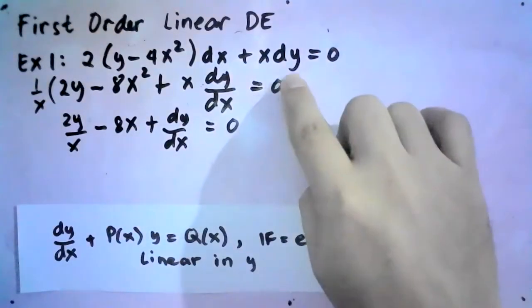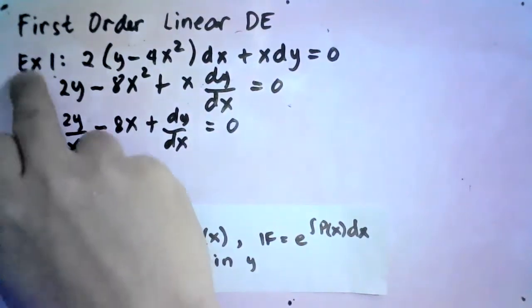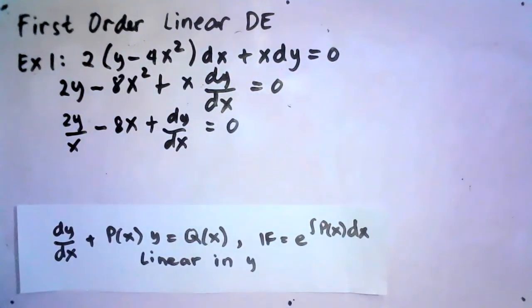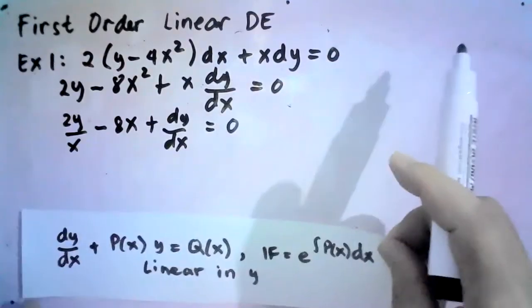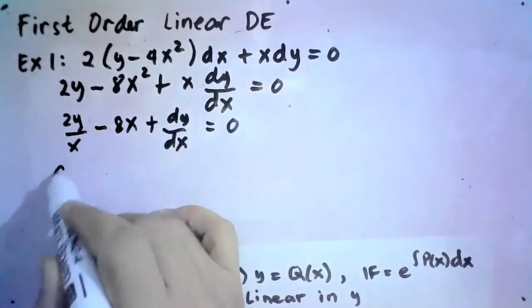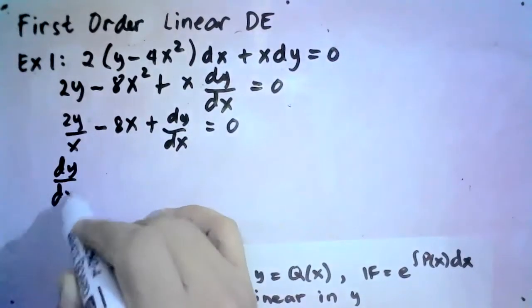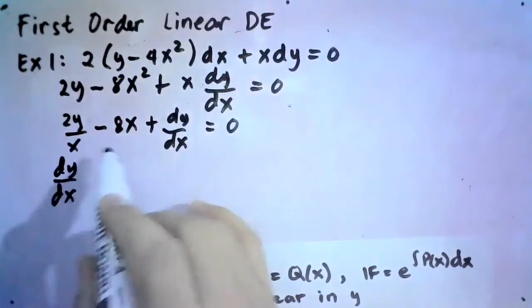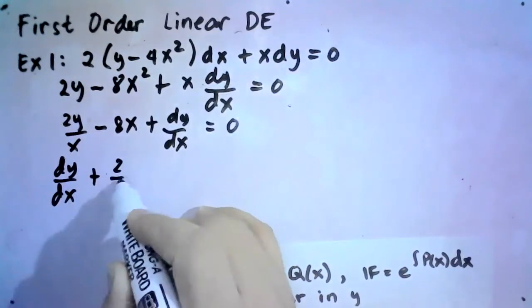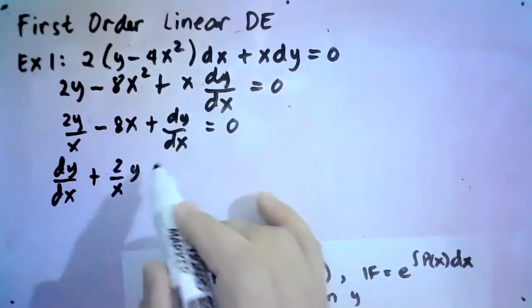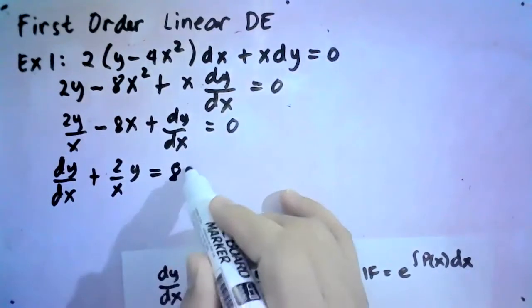Okay, so I will erase this one. That is why when we multiply 1 over x to this equation, this is the result. And so by arranging this, we have dy over dx, and then 2 over x is 1 plus 2 over xy, and then this 8x will be transferred to the other side. That becomes 8x.